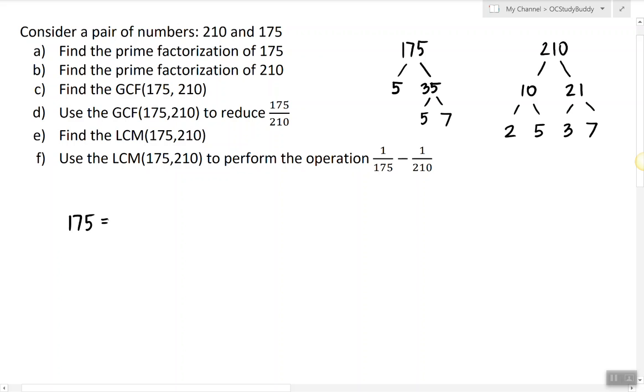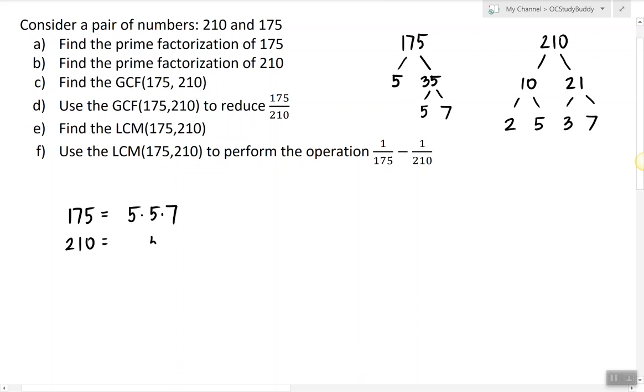So 175 is equal to 5 times 5 times 7, and 210 is equal to 2 times 3 times 5 times 7. But I'm going to write this prime factorization in such a way that the factors of 210 are lined up with factors of 175 if they match. So 210 has factors 5 and 7, but it also has factors 2 and 3, which 175 doesn't have. So now everything that matched up is the greatest common factor. So the greatest common factor of 175 and 210 is 5 times 7, 35.